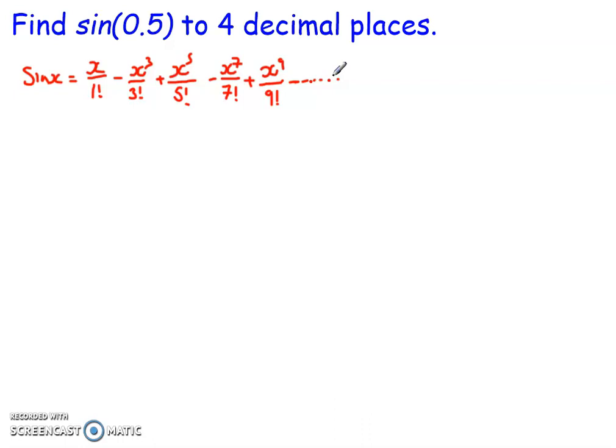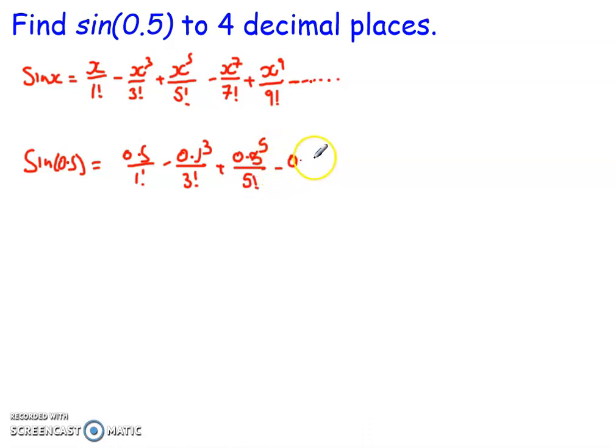Now, there's no point in us continuing to calculate every single value, because essentially what it wants me to do is say that sine of 0.5 can be given by 0.5 over 1 factorial, take away 0.5 cubed over 3 factorial, plus 0.5 to the power of 5 over 5 factorial, take away 0.5 to the power of 7 over 7 factorial, plus 0.5 to the power of 9 over 9 factorial, and then so on after that.